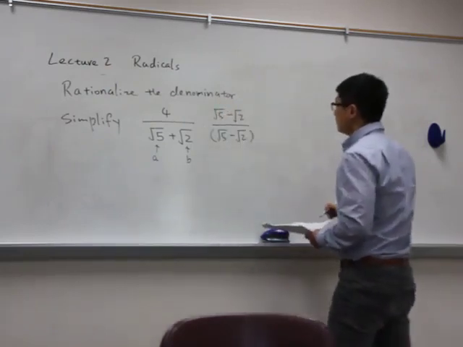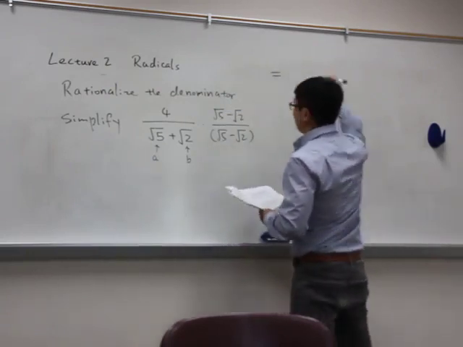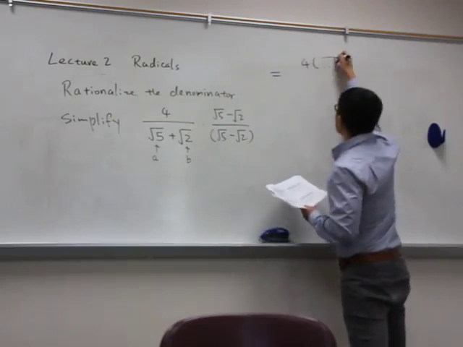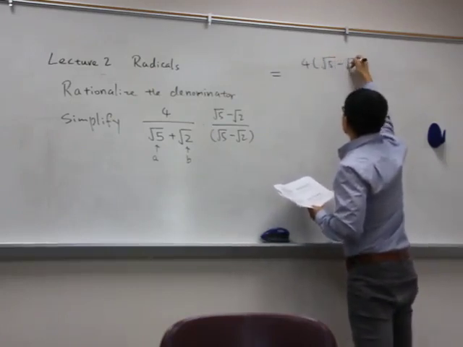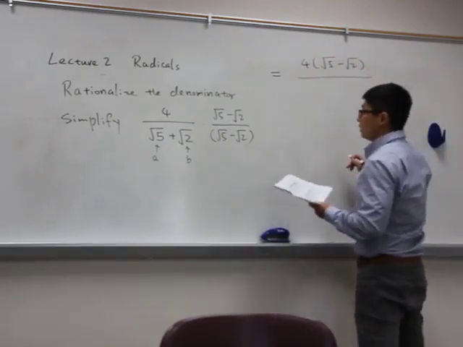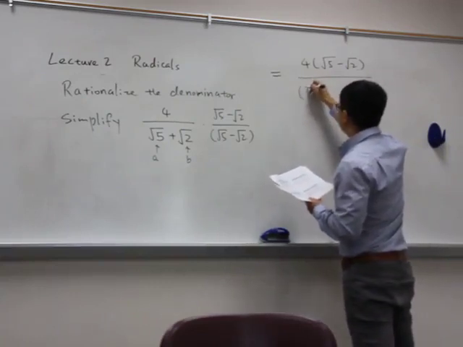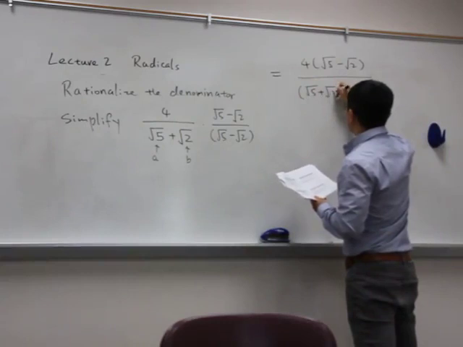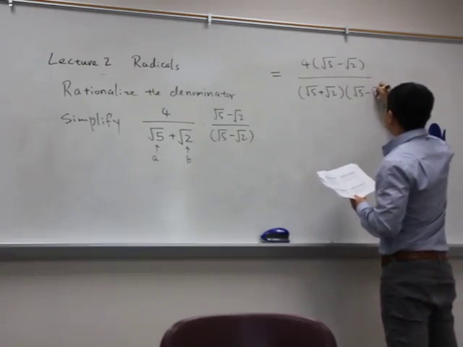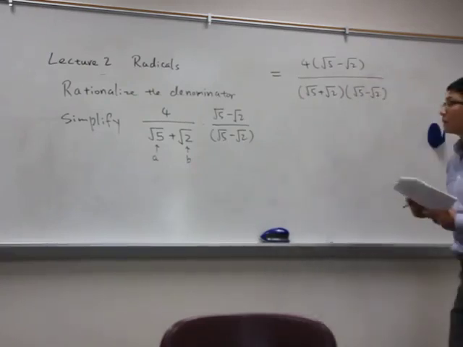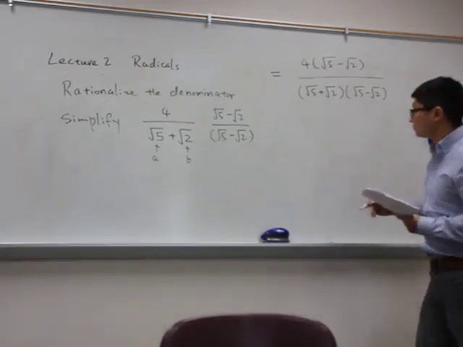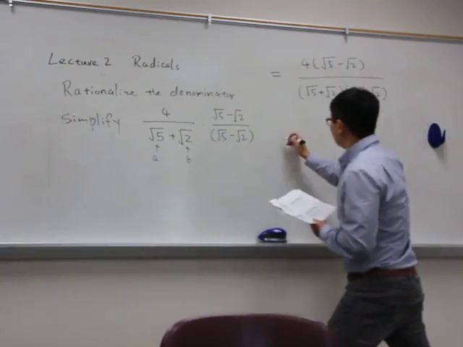Okay. So then the numerator we will get 4 times a parenthesis the square root of 5 minus the square root of 2. And the denominator we have a parenthesis the square root of 5 plus the square root of 2 and multiply by the square root of 5 minus the square root of 2. And for this product, we can do it using FOIL. So let me do it here.